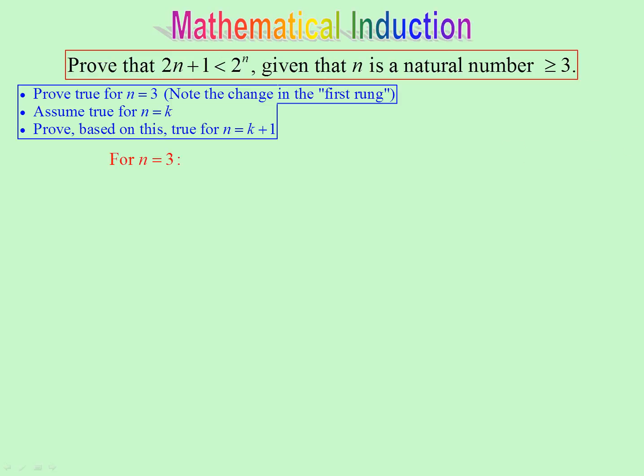Right, for n equal 3. Left-hand side. Notice left-hand side, I'll talk more about that now. Right-hand side, and it's true for n equal to 3. 7 is less than 8. Assume true for n equal to k. Therefore, that is the case. Now, I'm going to say for n equal to k plus 1.